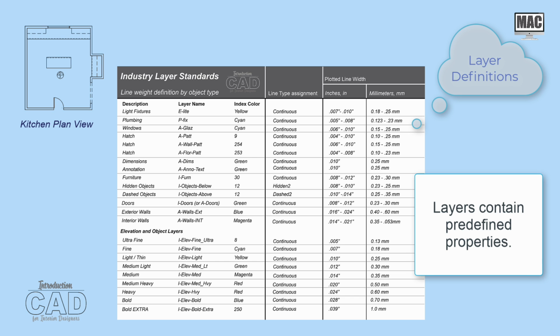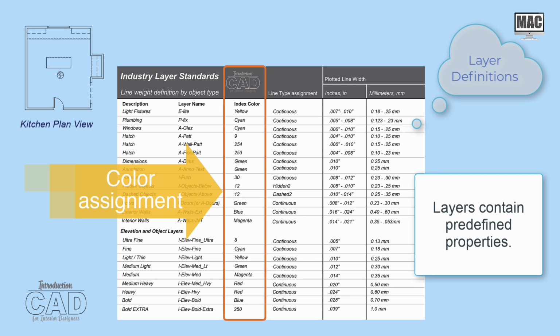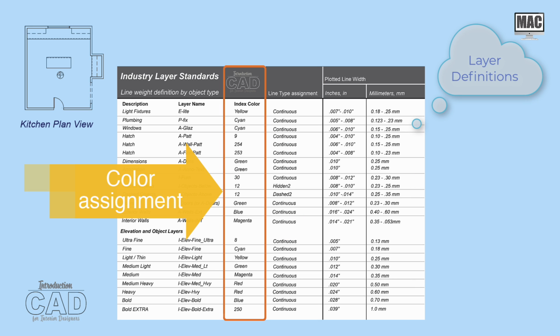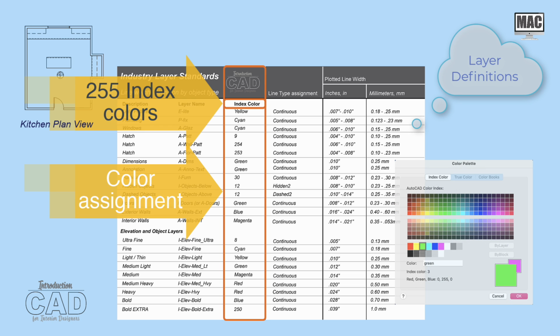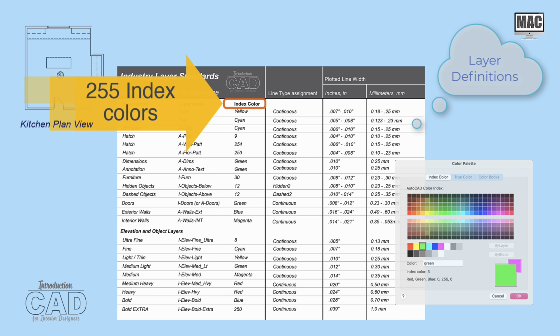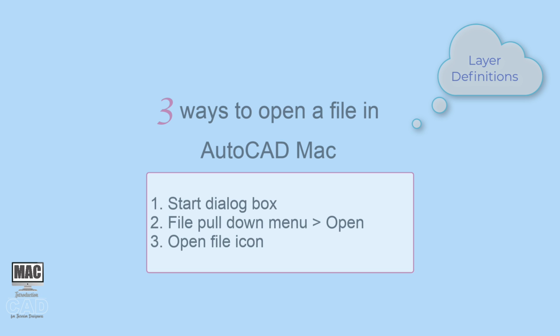The layers will have predefined qualities to them such as line type, line weight, and colors. The colors are not our main concern here, except to say that you should always define object layer colors as index colors. More on that later. Let's get started. This video will demonstrate the exercise on a Mac. A separate video will demonstrate the exercise on a PC, since the graphic interface looks different on each platform.